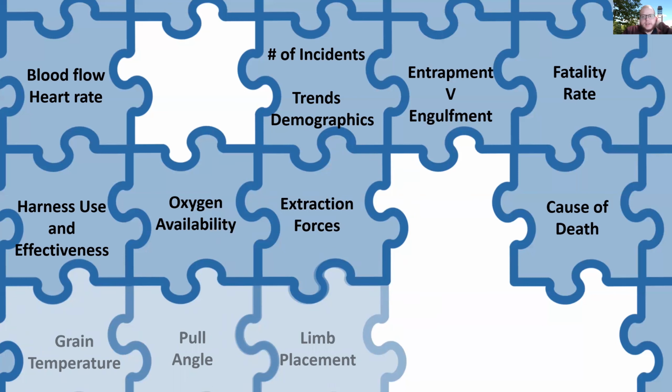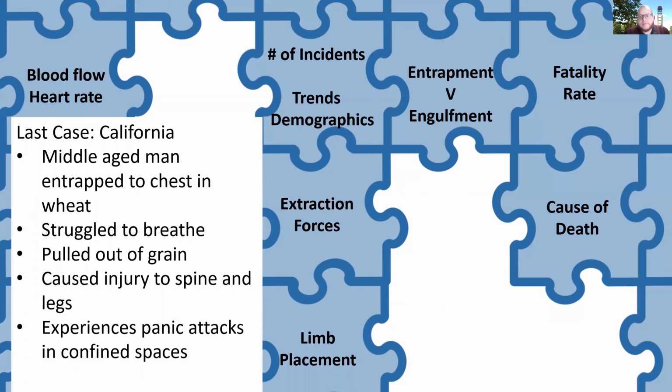And lastly, we have this case in California. It's a middle-aged man who's entrapped to his chest in wheat, and he struggled to breathe while he was entrapped, and he kept complaining about that. They added a harness. They pulled him out of grain, and in a sense, they caused injury to his spinal cord and legs. He stopped being able to walk for a while, and when he walks, he falls. He falls down, and in addition to that, anytime he was in confined spaces, he tended to experience panic attacks.